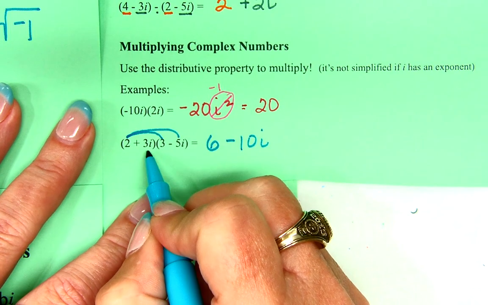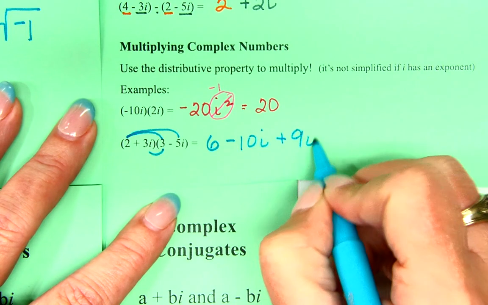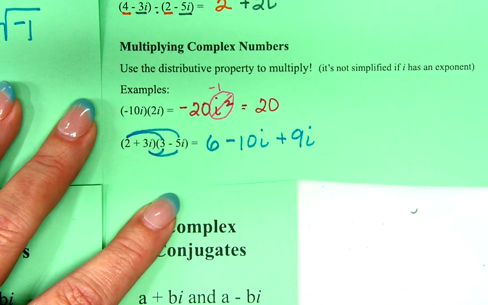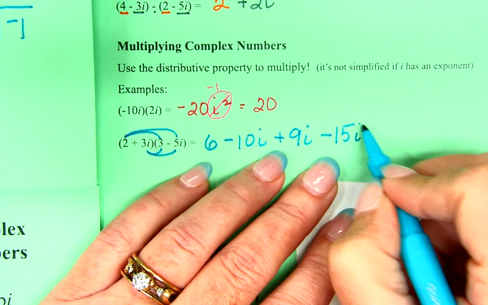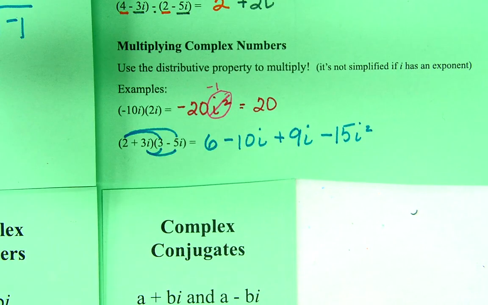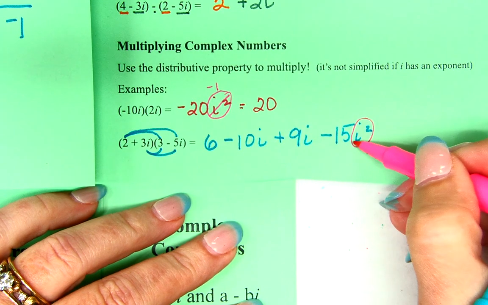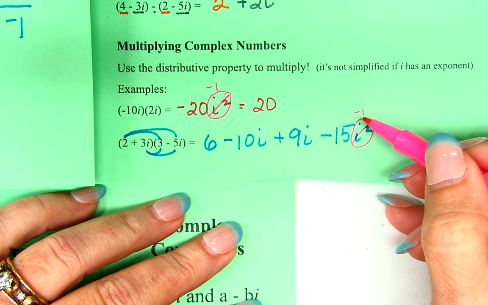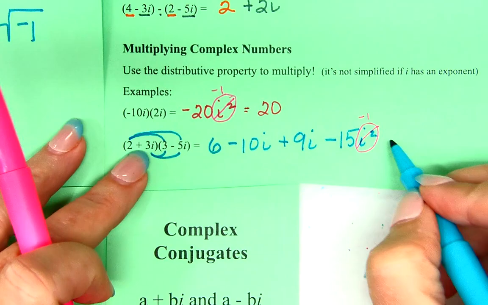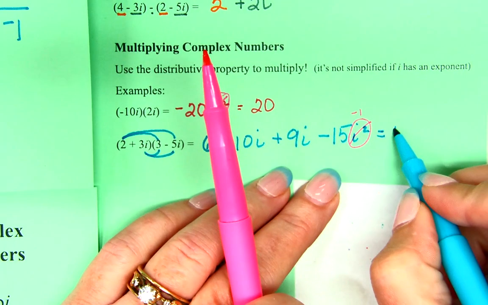Now what is 3i times 3? 9i. And what is 3i times negative 5i? Negative 15i squared. Okay, so do you think I'm finished? No, why? Okay, first of all, I can do this, right? And what does that equal to? That's negative 1. So negative 15 times negative 1 is actually positive 15. And if I have a 15 and a 6, what does that equal? 21.